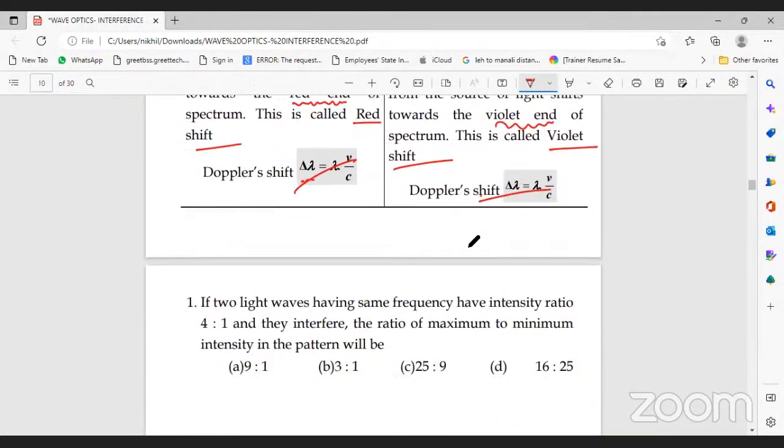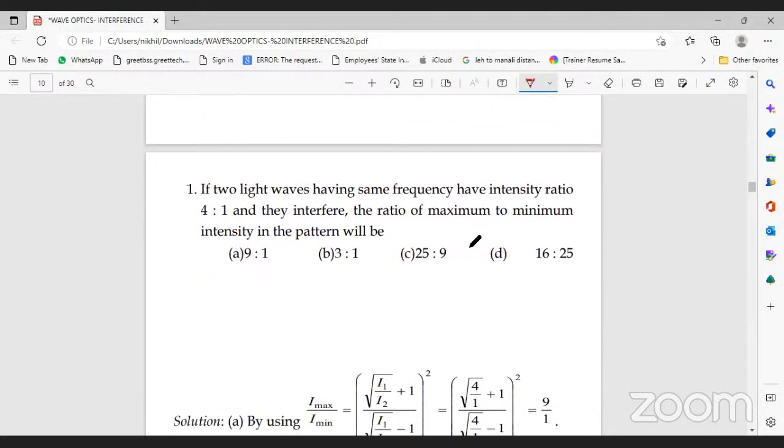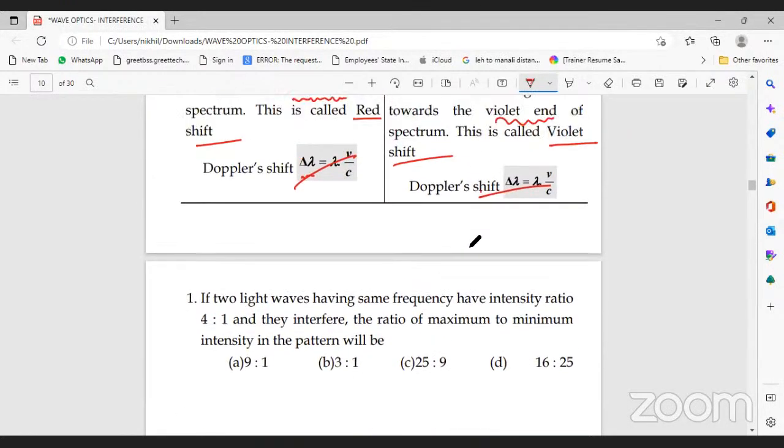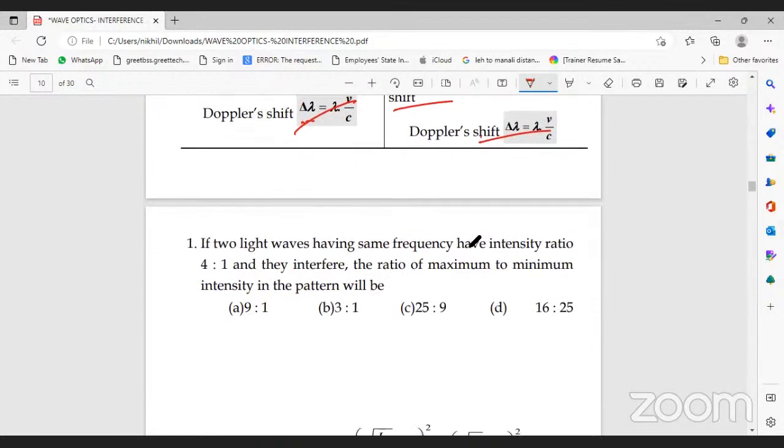Before going to diffraction, let me take up the problems on interference. After completing the problems on interference, I will take up diffraction and polarization, Ajay. Yes, sir.